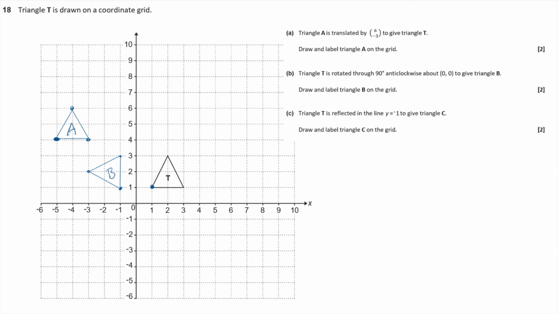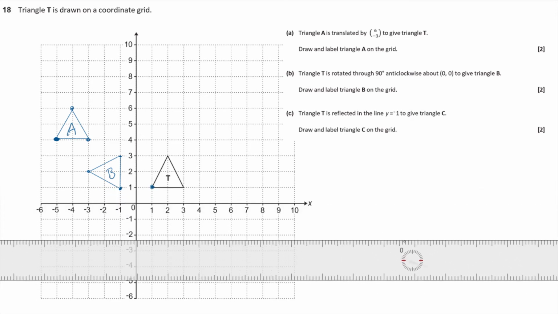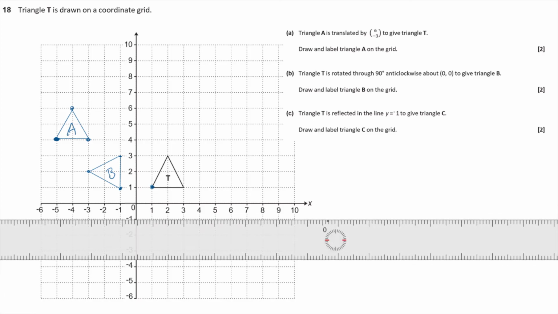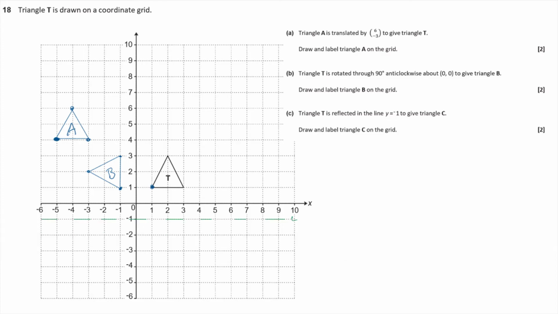And then finally, triangle T is reflected in the line y is equal to -1 to give triangle C. Where is the line y is equal to -1? Well, y is equal to lines are horizontal lines, and they pass through the number that you have. So y equals -1 is a horizontal line passing through y is equal to -1. So that's my mirror line there. Then what I'm going to do is take each point of my triangle T and measure how far away it is from the mirror line.